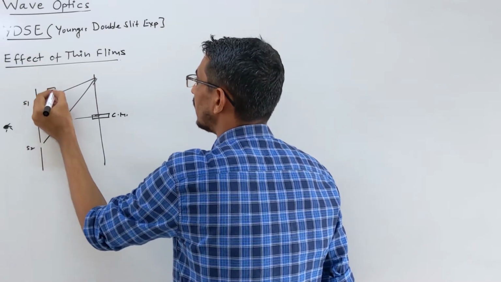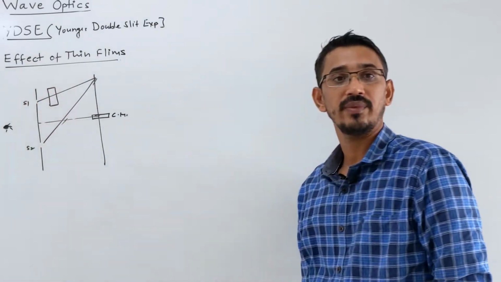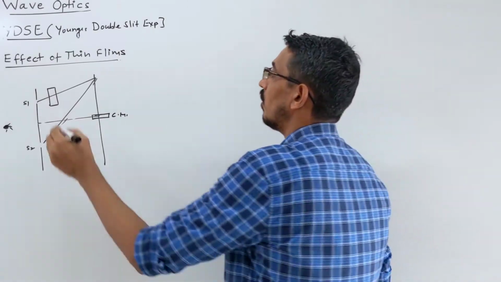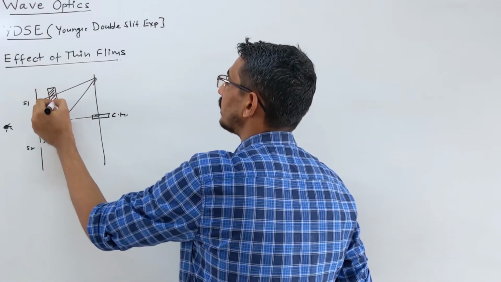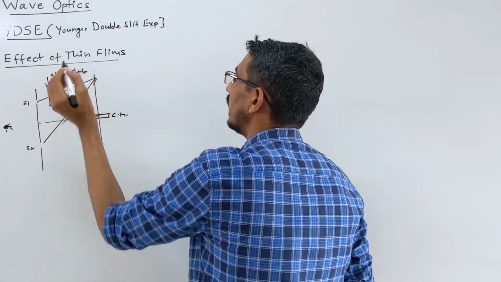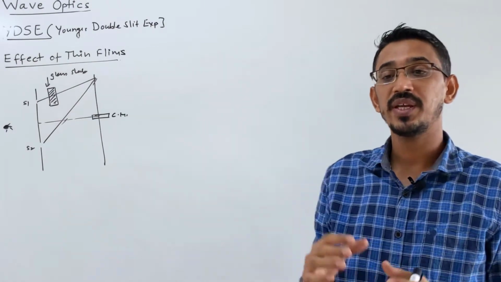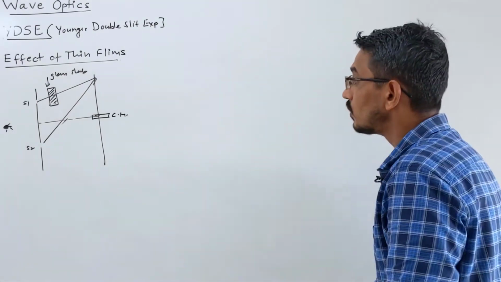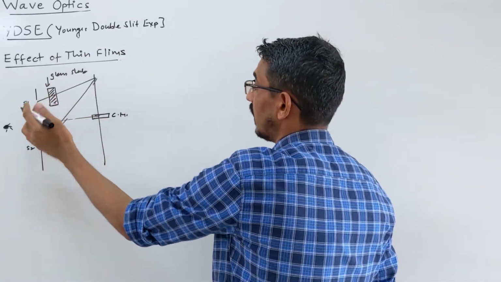If you introduce a thin film in the path of any one wave, so we place a glass slab or glass sheet of small thickness here. This is a glass slab. The glass slab is a denser medium. It will create additional path difference. So due to this, what will happen? Look here. If you introduce a glass slab like this one, what will happen?